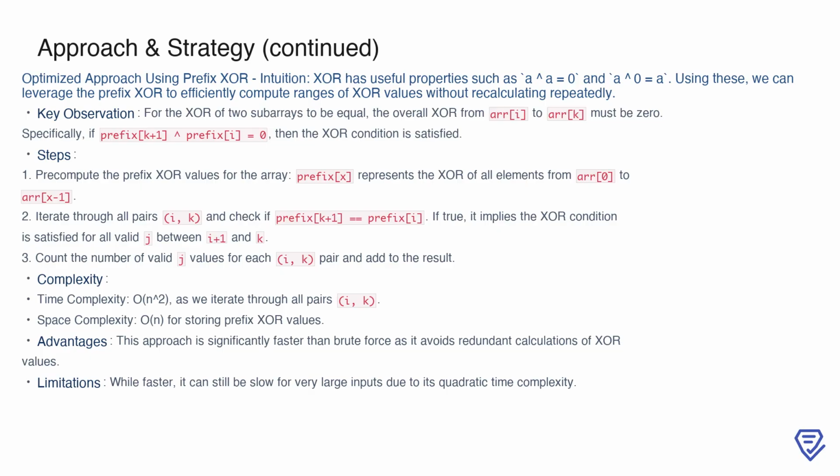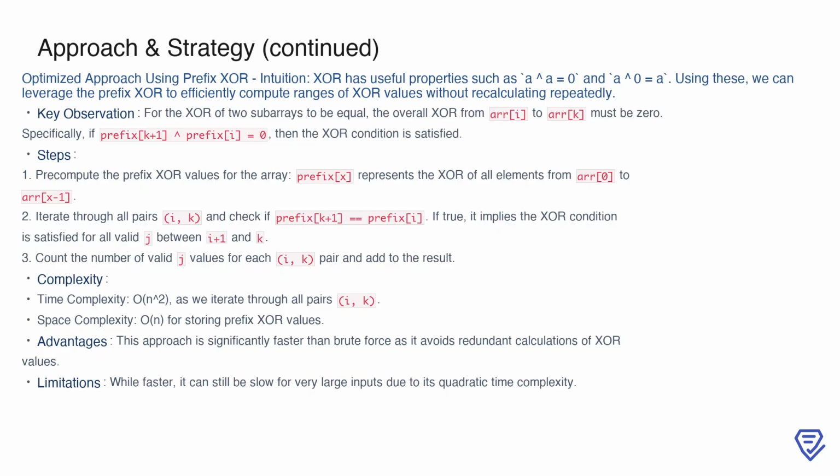With these properties, we can use a prefix XOR array to compute XOR values for any subarray in constant time, avoiding redundant calculations. Specifically, the condition for two subarrays having equal XOR can be reduced to checking if prefix[k+1] ^ prefix[i] equals 0, or equivalently, if prefix[k+1] equals prefix[i]. Using this observation, we pre-compute prefix XOR values for the array, where prefix[x] represents the XOR of all elements from the start of the array up to arr[x-1].